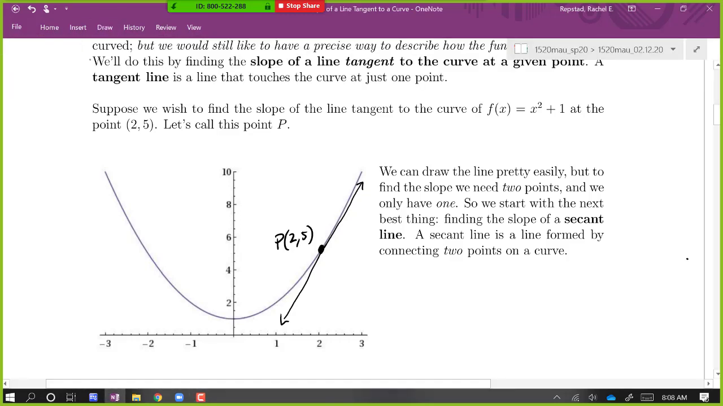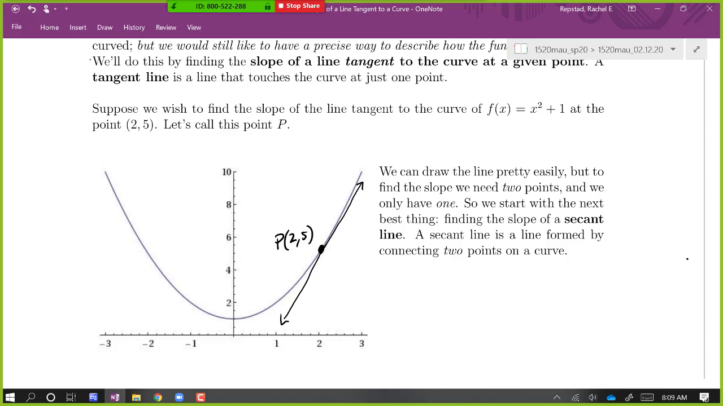So, all right, our goal, just to recap, is to find the slope of this line that's tangent to this curve. We picked the point (2, 5) for no particular reason. We just had to pick one. And we know that it's increasing. We'd like to find its slope, but the problem is we have but one point, and we usually need two.